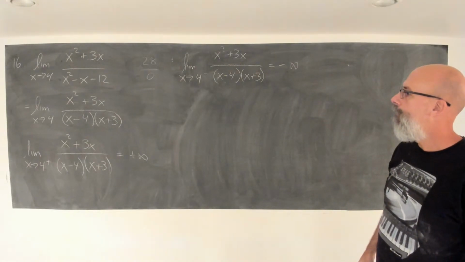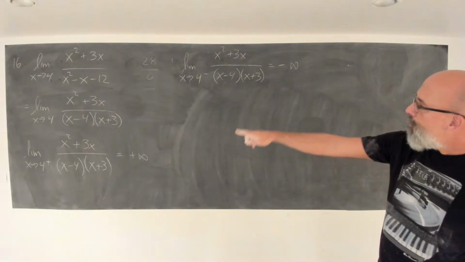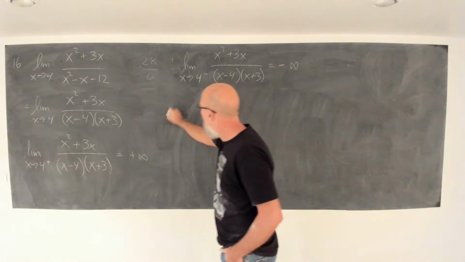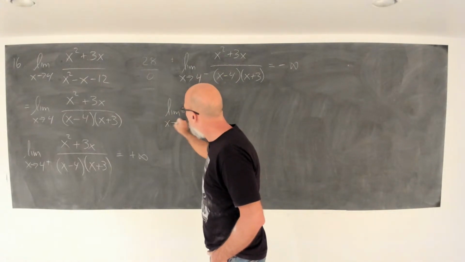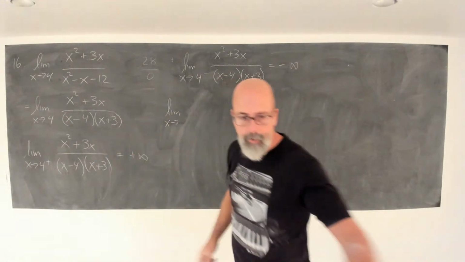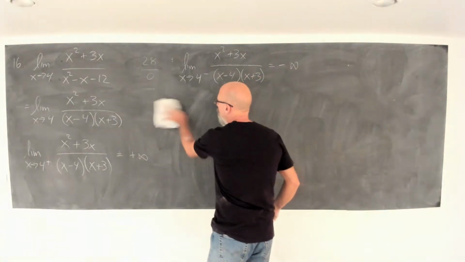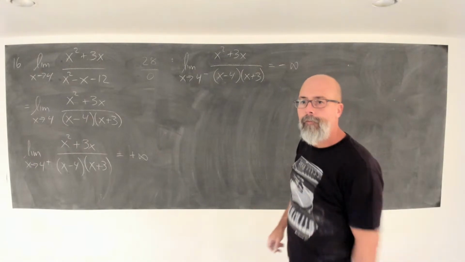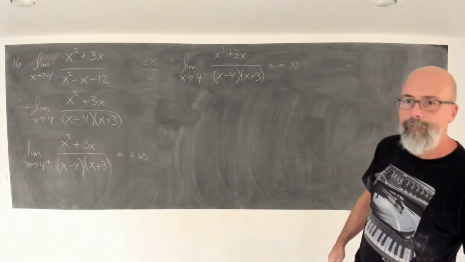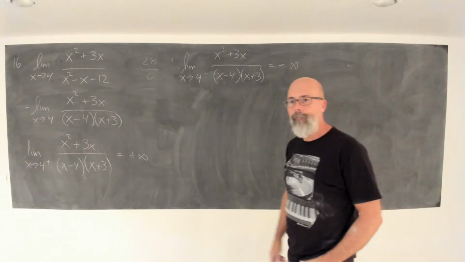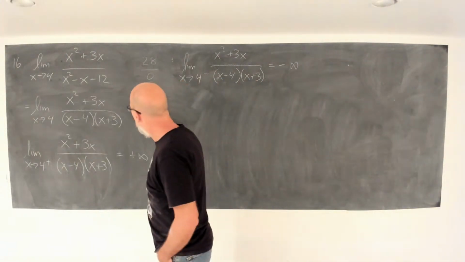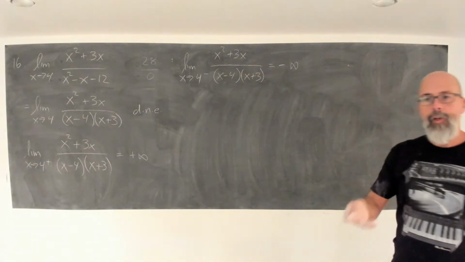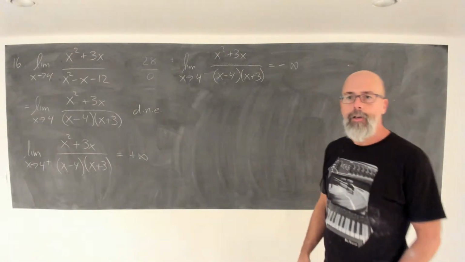Negative infinity. So the limit from the right is positive infinity. The limit from the left is negative infinity. What can we say about the limit itself? Well, I have it here, no reason to rewrite it. So what can we say about this limit? Does not exist. Absolutely. The limit itself does not exist.